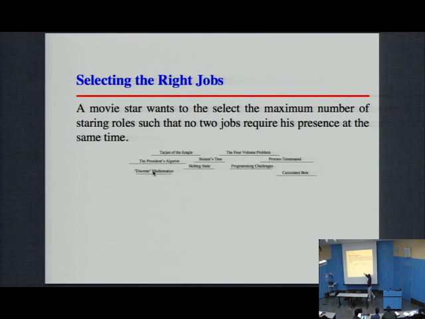So suppose these are a set of possible movies, and suppose every movie pays the same amount. What is the right set of movies for Brad Pitt to be working on? Okay, if we look at these particular things. Somebody else have an idea? Yeah.